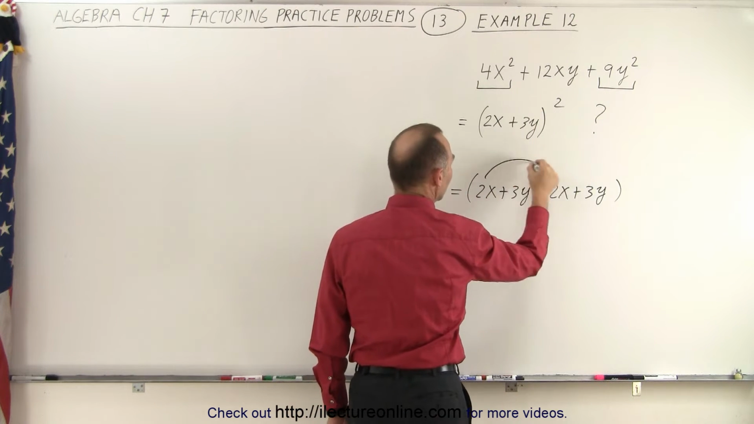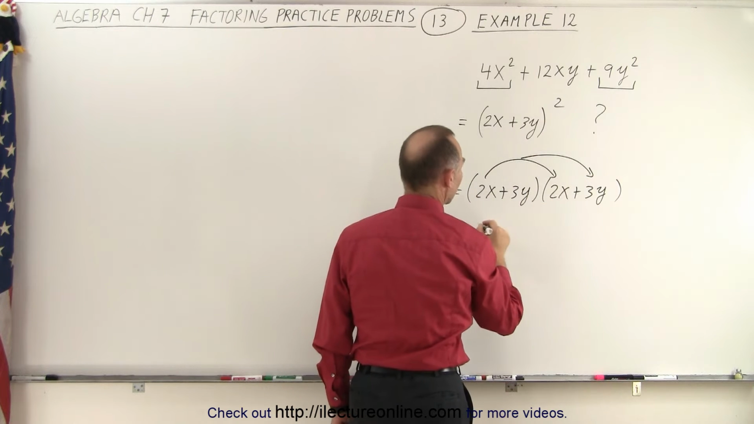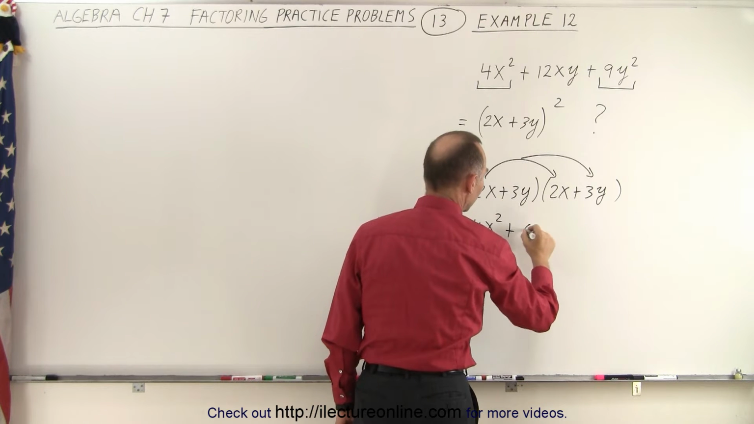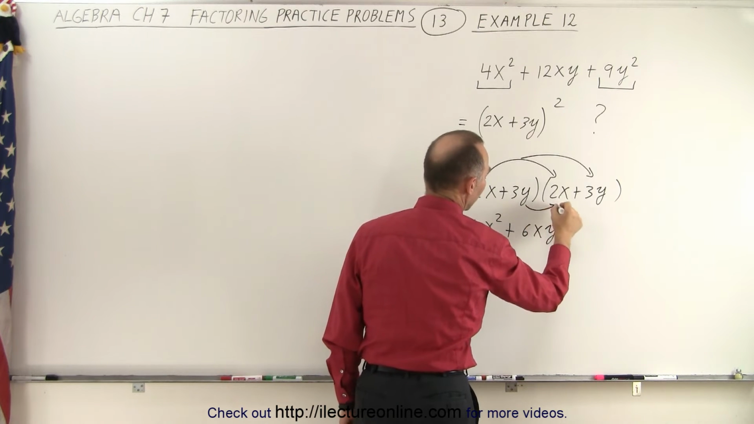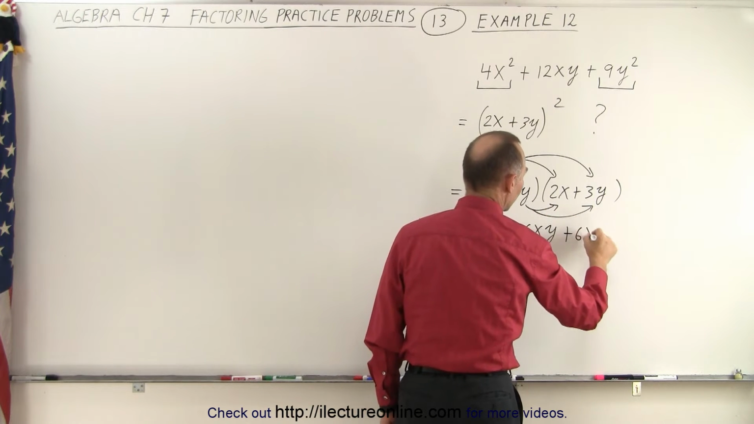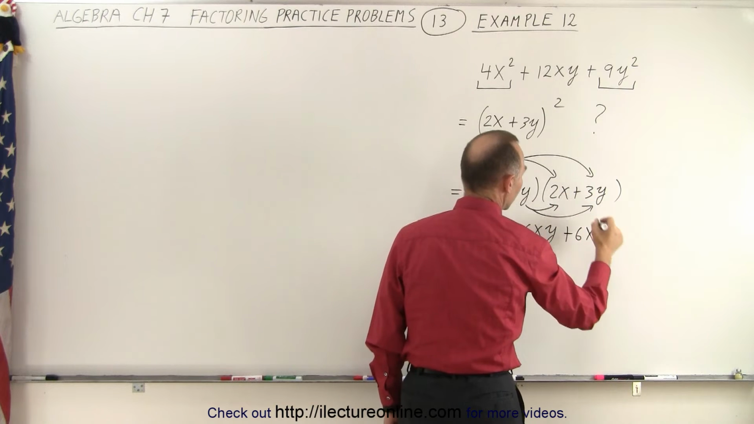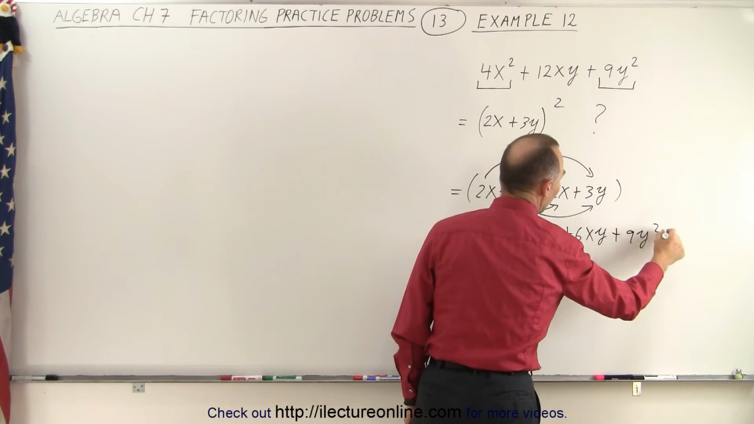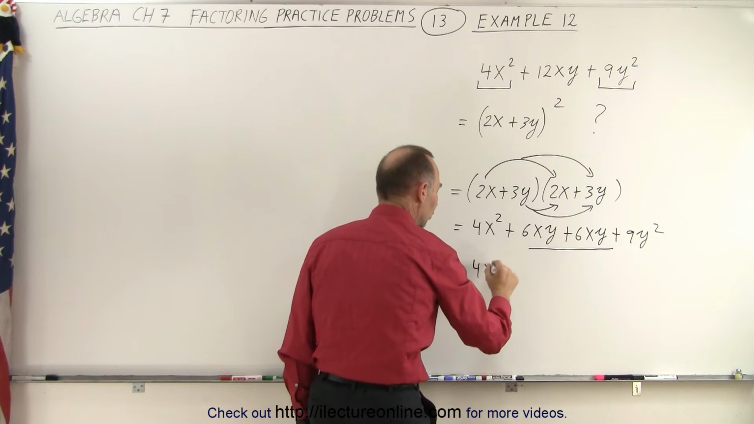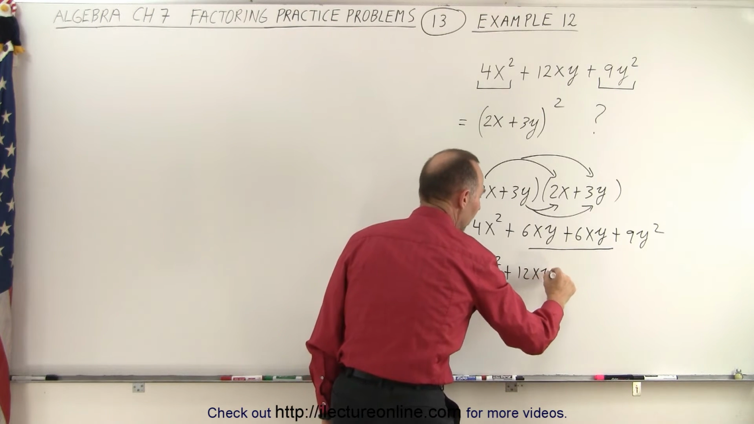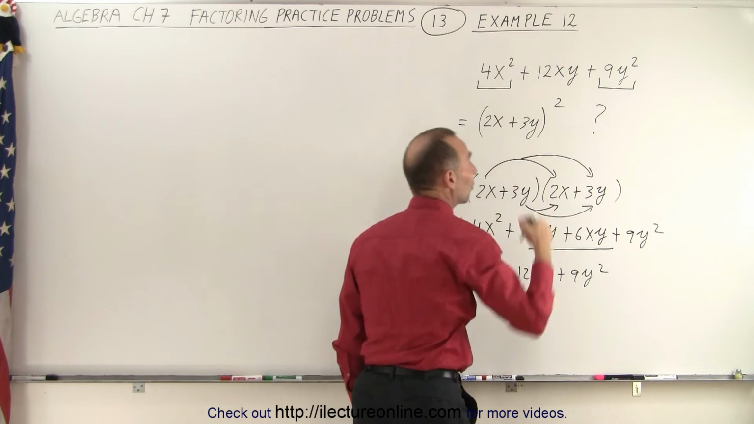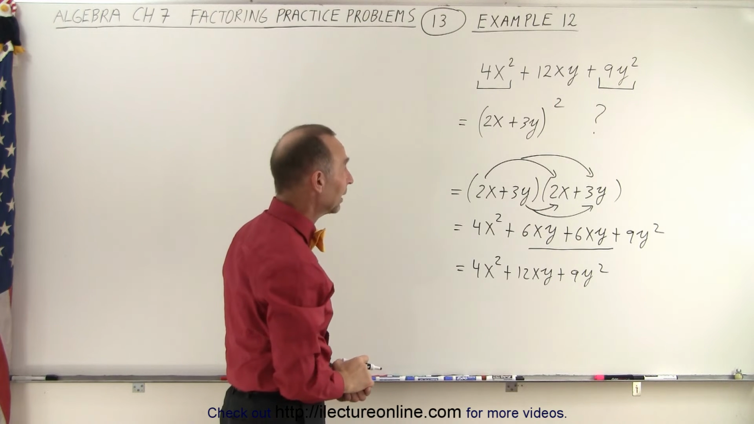So when we multiply the 2x times this and times that, we end up with 4x squared plus 2x times 3y is 6xy. And then if we multiply these two terms together, we get 3y times 2x. That would be plus 6xy. And 3y times 3y is plus 9y squared. And if we add the two middle terms together, we get 4x squared plus 12xy plus 9y squared. And notice that gives us back the original problem, so we know we did it correctly.